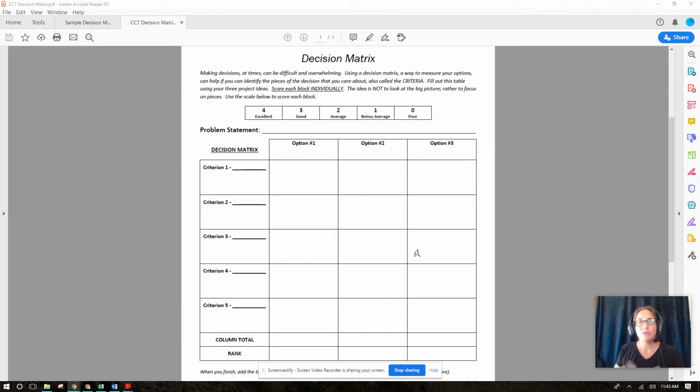Today, I want to talk to you a little bit about decision making, and I want to share the one tool that I find is the most helpful for me. Hopefully, it's something that you can use as well. It's called the decision matrix.